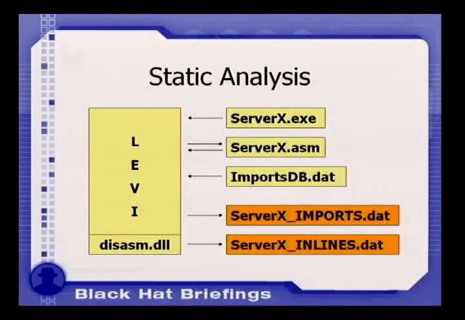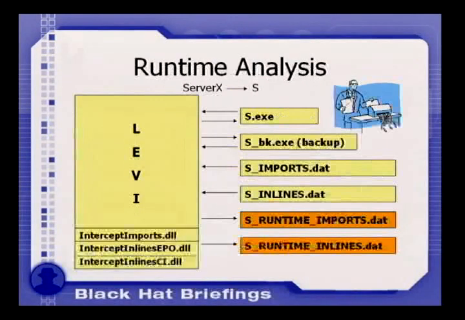So here's what it looks like at a high level statically. Whatever you're auditing, serverx.exe, any type of PE file, it can be a DLL or system file. And it produces two files suffixed with imports.dat and inlines.dat. And then the runtime analysis is really what is useful here. It takes those two static files, and then at runtime, when the user's using the program, it'll create two files, runtime imports and runtime inlines.dat.